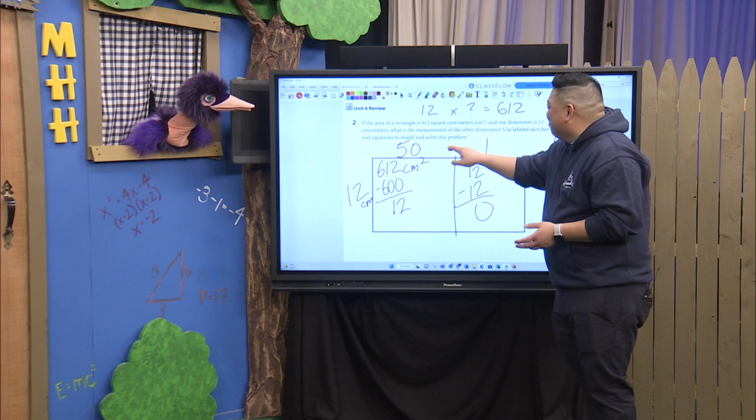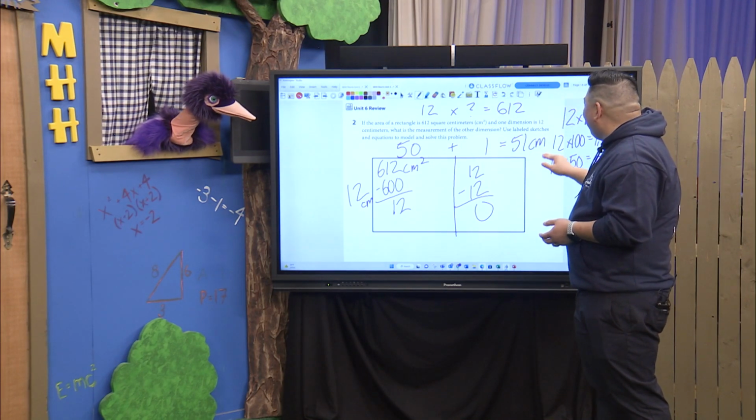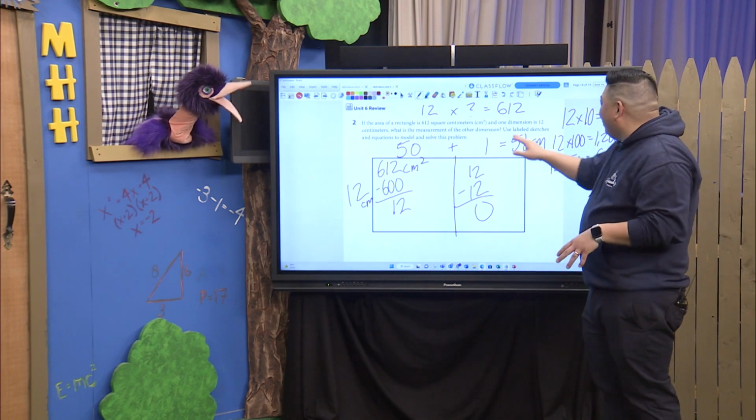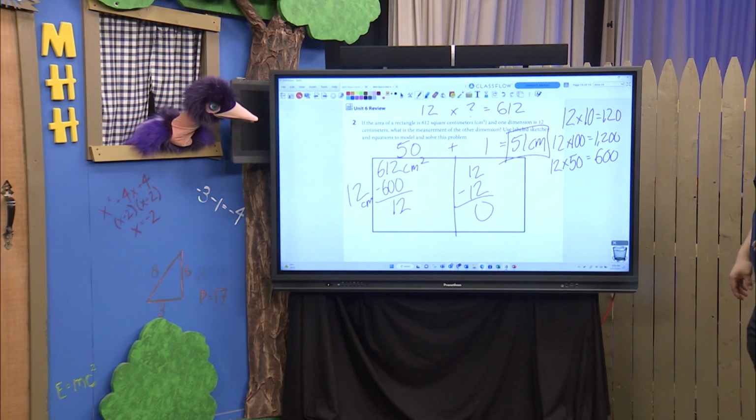Ali was absolutely right. It's 50 plus 1 equals 51. So even though we had a completely different question, we had the same exact answer. Wow.